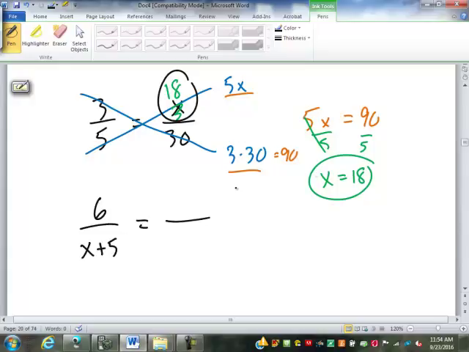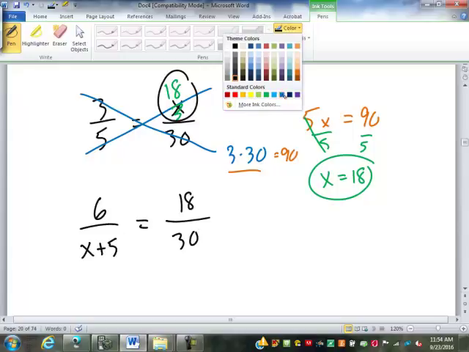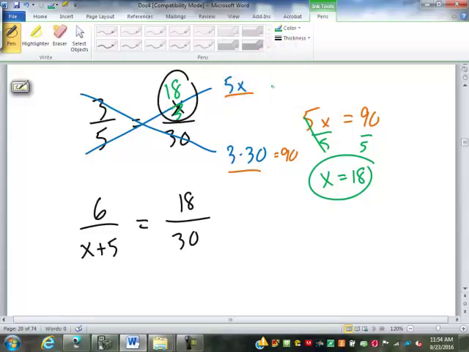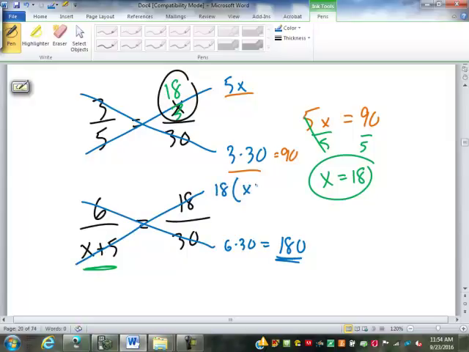6 over x plus 5 equals 18 over 30. Here, if I just tried to cross multiply and divide, it's not going to work so well because this isn't just x, it's x plus 5. So we can just cross multiply here. 6 times 30 is 180. So that's our product on that diagonal. Going this way, x plus 5 times 18, well, that's 18 times x plus 5.